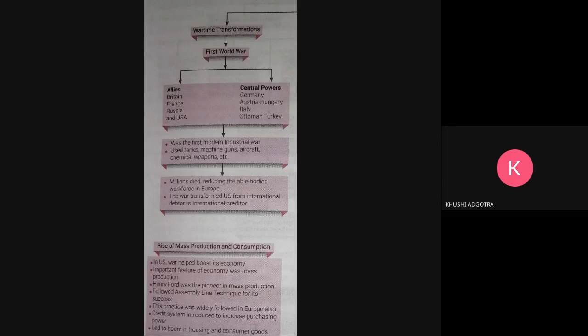So what are the countries which were called the Allied Powers? They were Britain, France, Russia, and the USA. The Central Powers consisted of Germany, Austria, Hungary, Italy, and Ottoman Turkey. Now tell me, which countries won the First World War? The Allies. Yes, the Allied Powers won the First World War.